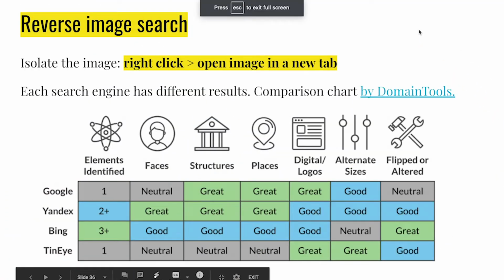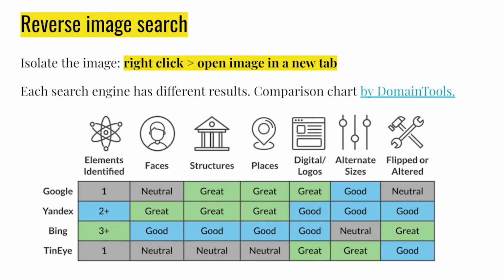So reverse image search is a really basic tool that can be made incredibly powerful. And that's because every search engine has a different strength and different weaknesses. This chart that was compiled by Domain Tools is a really great comparison of what each search engine is good at.